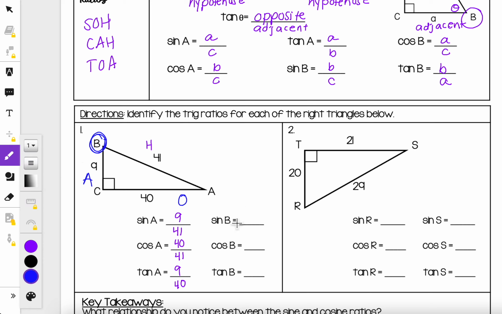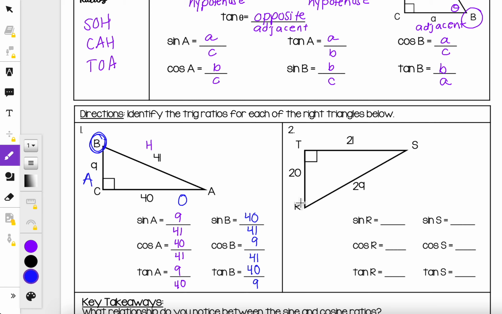So now the sine of angle B, again, that's my opposite over hypotenuse, which is now 40 over 41. The cosine of angle B is going to be my adjacent over hypotenuse, or 9 over 41. And then my tangent is my opposite over adjacent. Opposite over adjacent is 40 over 9. Okay? So let's do one more example, and then we're going to look at some key takeaways, any important patterns that we might have noticed.